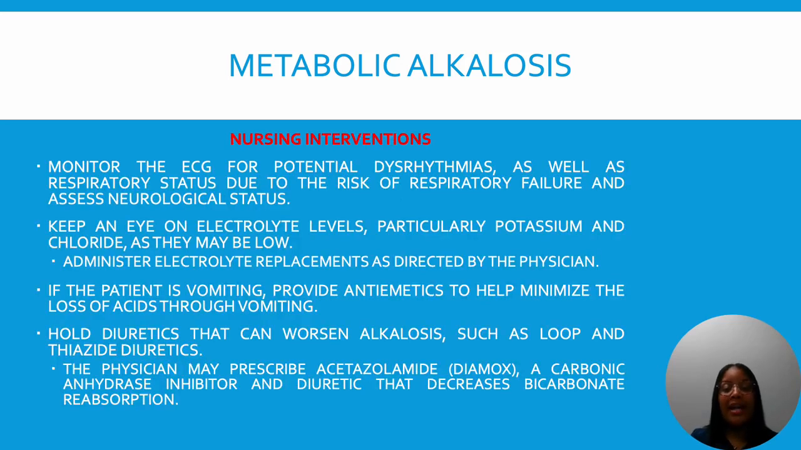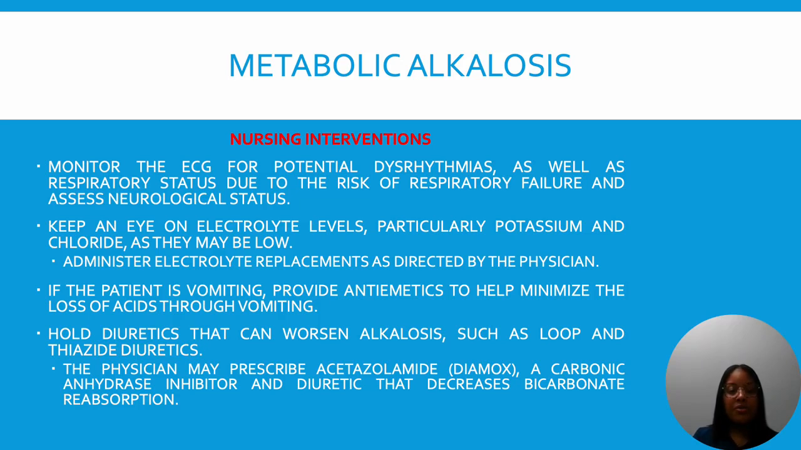All right, so for metabolic alkalosis, what are you as a nurse going to do? The biggest thing is to treat the cause. Whatever the reason is that the patient is experiencing alkalosis, you then want to treat that. Some other things: you want to monitor the EKG for potential dysrhythmias, okay? We know that this patient is going to have a low potassium, so we want to make sure that we have them on the monitor so that we can see if the heart does any type of changes.